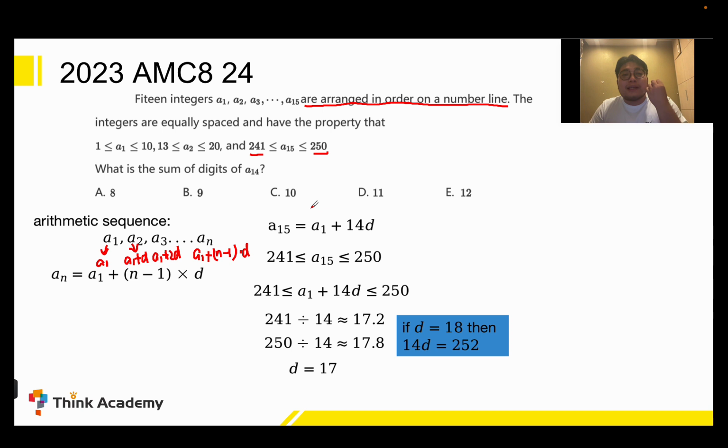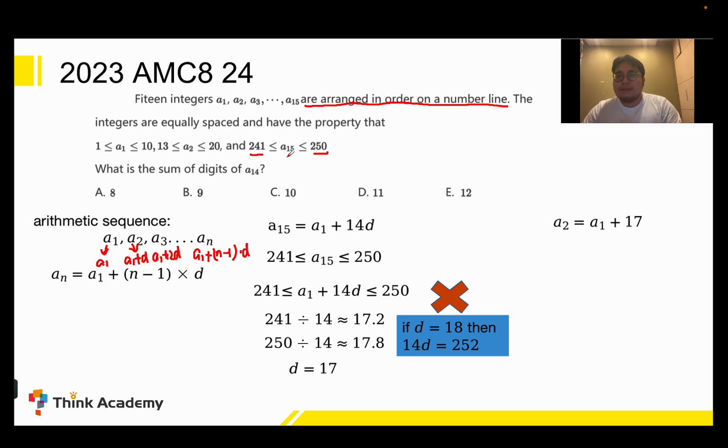And we still need to add a1, right? a1 is bigger than 1, so 252 plus a1 should be bigger than 252. That means a15 cannot be smaller than 250, so d cannot be 18. Now let's see if we have another condition to help us find a14. Let's look at a2. We can write it as a1 plus d, and we have found that d is 17.